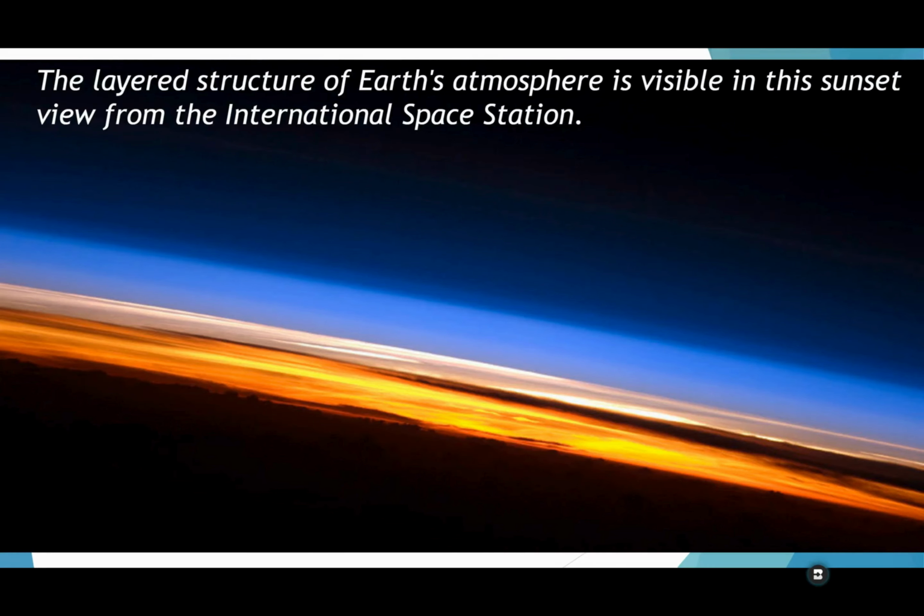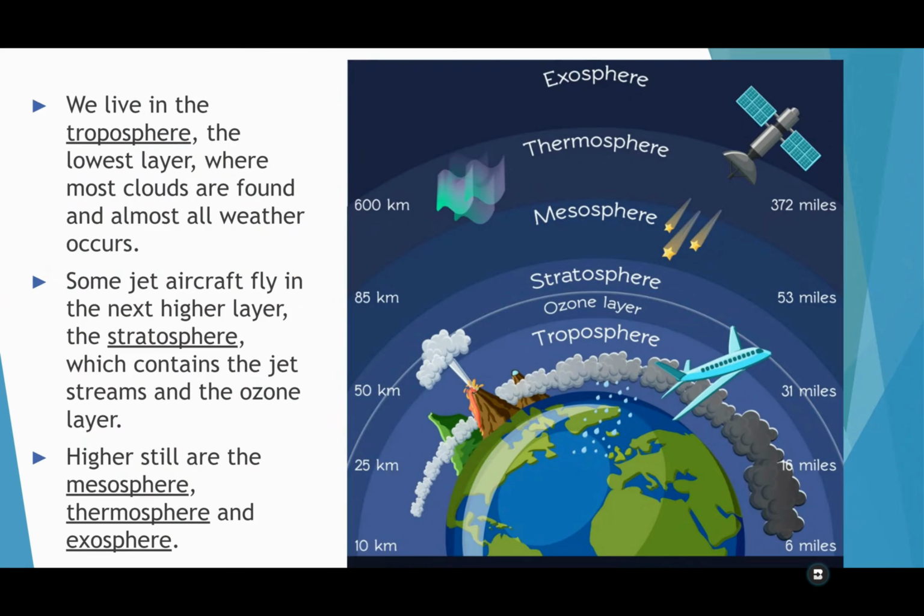So here we have a layered structure. You can kind of see the different layers of the atmosphere as visible. We live in the troposphere. The troposphere is the lowest layer, and that's where clouds and weather mostly occur. In the troposphere, that's also where we live.